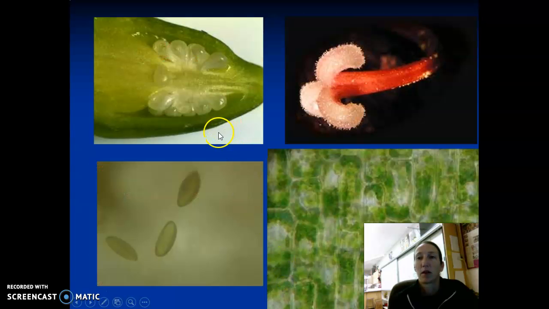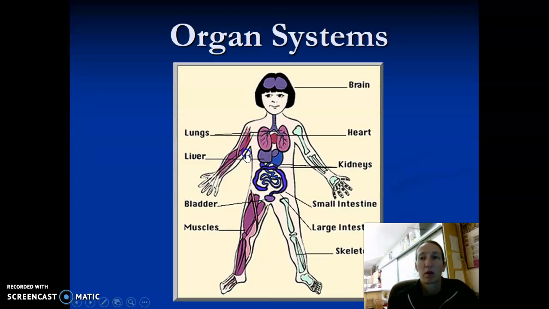We'll keep rolling. So now we're looking at the female part of the plant. This is the ovary. And inside are these ovules. And this is what gets pollinated that creates the seeds. So that was a really cool picture.